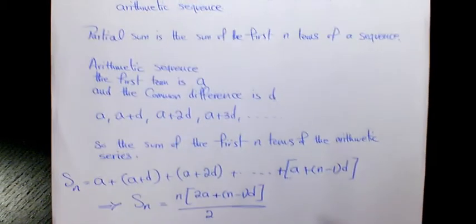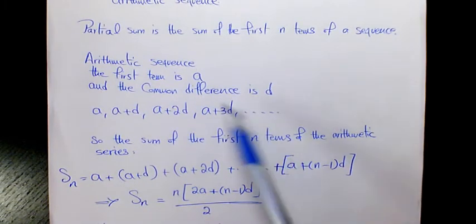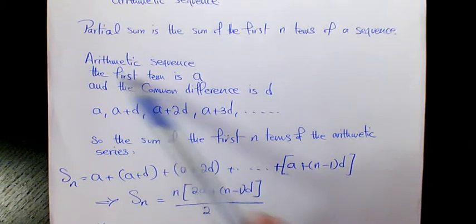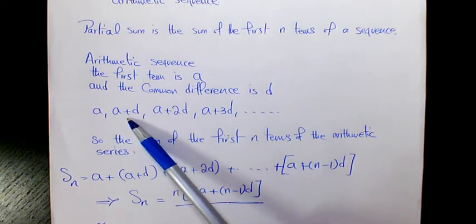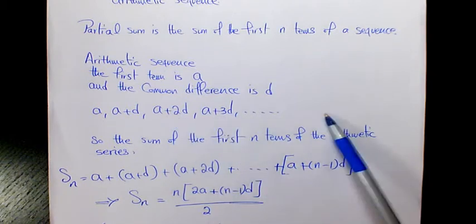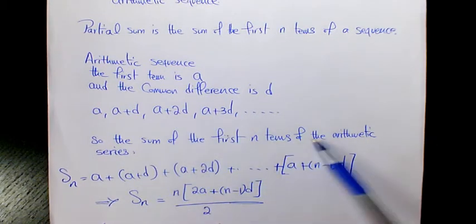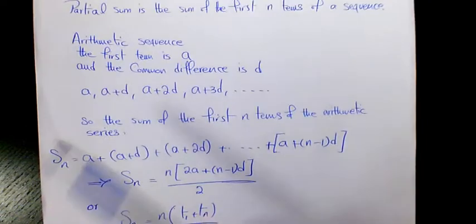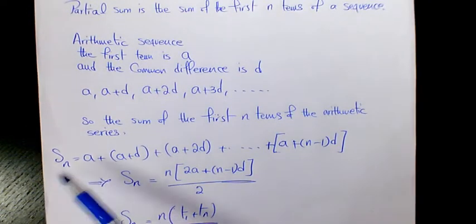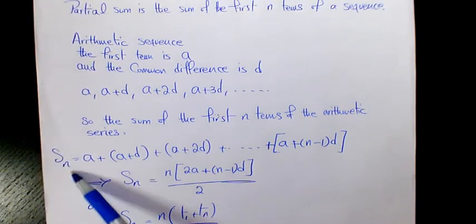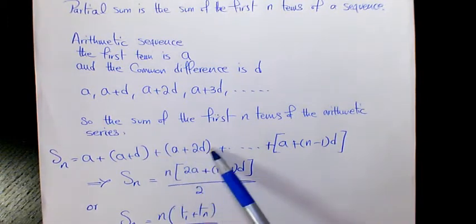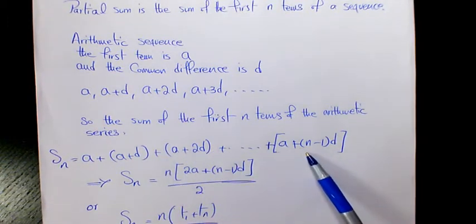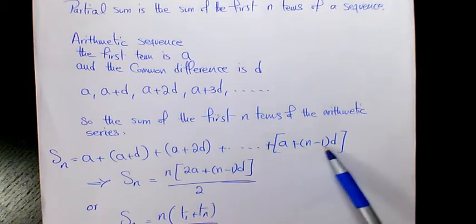So let's deal with arithmetic sequence here. You remember in arithmetic sequence the first term was called a or t1 and the common difference was d. So the first term is a, second term is a plus d, third term a plus 2d, and so on. So the sum of the first n terms for the arithmetic series is going to be Sn. It is shown by Sn, meaning sum or series of n terms: a plus (a plus d) plus (a plus 2d), all the way to Tn, which is a plus (n minus 1) times d.